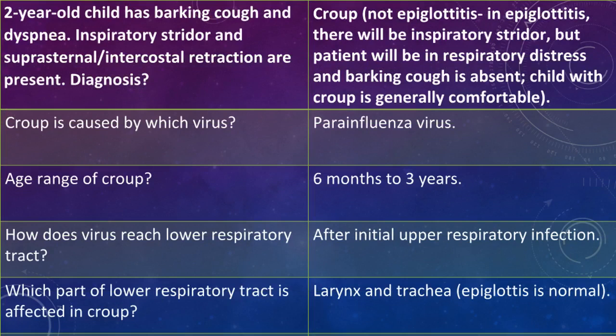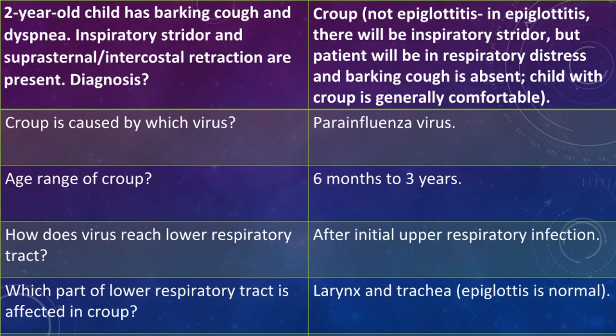2-year-old child has barking cough and dyspnea. Inspiratory stridor and suprasternal intercostal retraction are present. Diagnosis? Croup. Not epiglottitis. In epiglottitis, there will be inspiratory stridor, but patient will be in respiratory distress and barking cough is absent. Child with croup is generally comfortable.